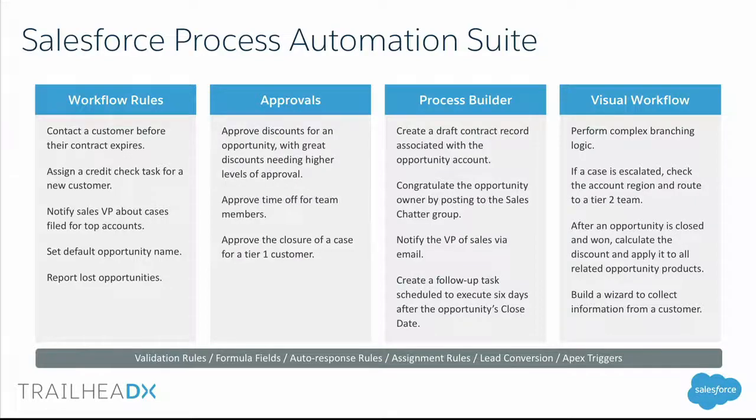So here we're looking at workflow rules. Some examples here: contact a customer before their contract expires. So you can have a time-dependent workflow that's going out and scanning the contracts, and when a contract's coming up to a certain termination date, it can send an email or it can create a notification or a new task for that sales agent. You can assign a credit check task for a new customer that has to be done, notify a sales VP of top accounts, set a default opportunity name. There's a lot of things. Workflows have been around for a while.